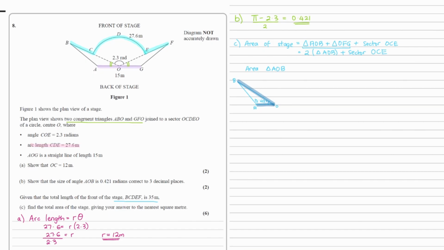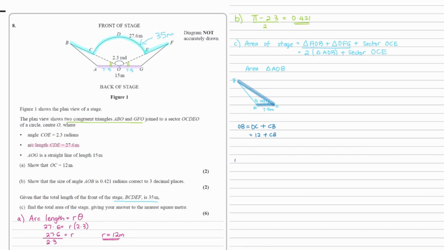In the diagram, we can see that the length AG is 15 meters. So in order to find the length AO, we can just half it. We can just half the 15, and this will give us 7.5 for each side. Therefore, the length AO is 7.5 meters. In order to find the length OB, we know that OB is made up of two line segments, which are OC and CB. We already know OC is the length of the radius, which is 12, but we do not know what CB is. However, using the information that was given about the length of the front of stage being 35 meters, we can use that to help us find the length CB.